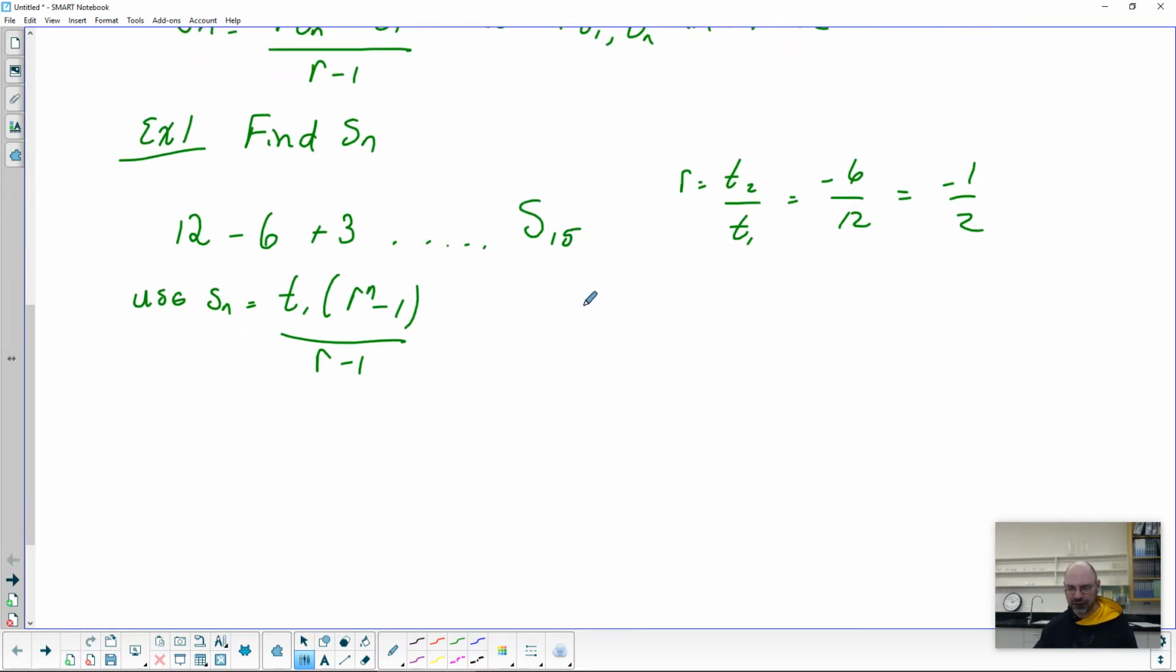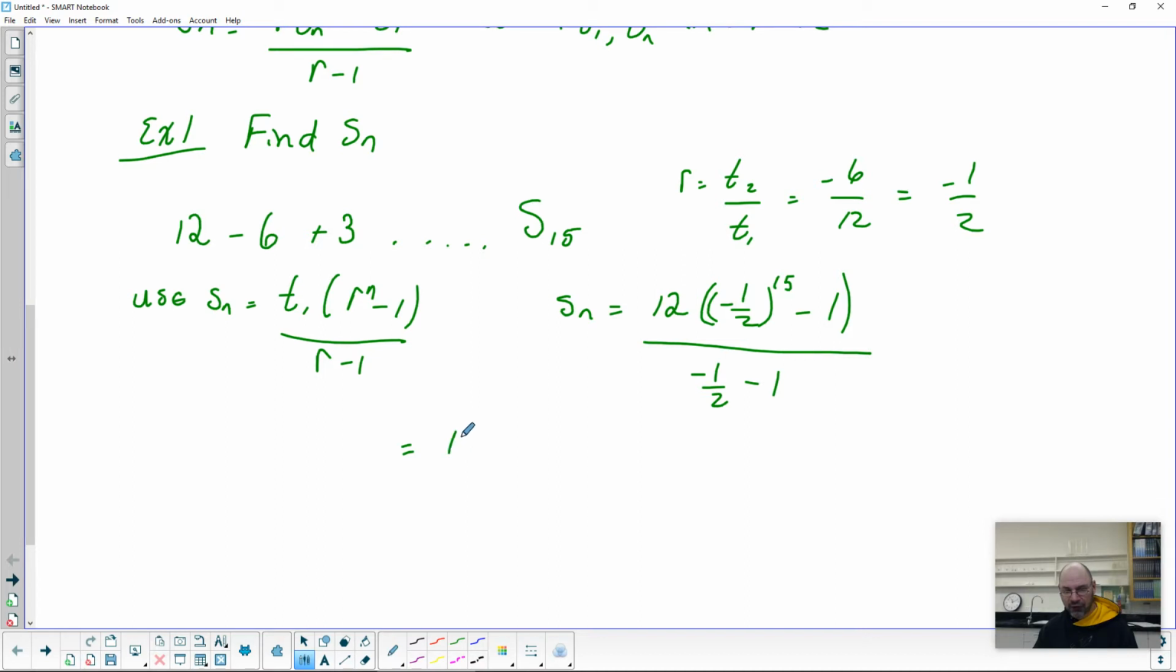I'm going to do it with fractions for this example, but you could use decimals. Just make sure when you're using decimals that you don't round off. So if we're doing fractions, we've got Sn equals 12 times R, which is -1/2, to the power of 15 minus 1, and R is -1/2 minus 1. So let's do our calculations here.